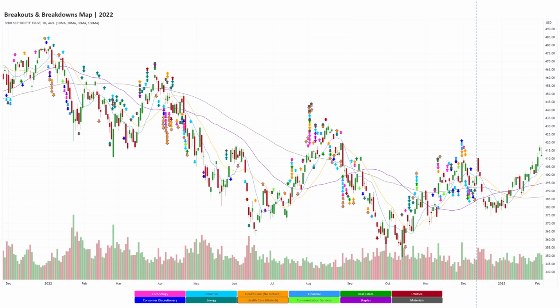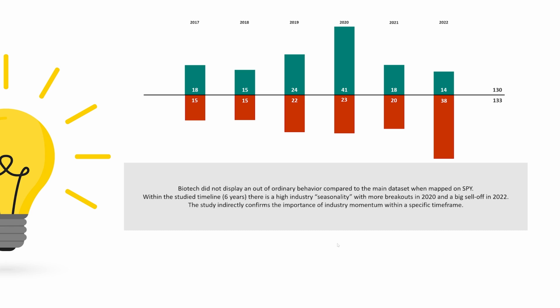2022, major sell-off in biotech. It's very visible now on the map, and we see the intensity of it and how many clusters are there. We can see it here, here, here. Major sell-off. That was it in terms of breakouts map. I highly advise you to pause and review them in more details.